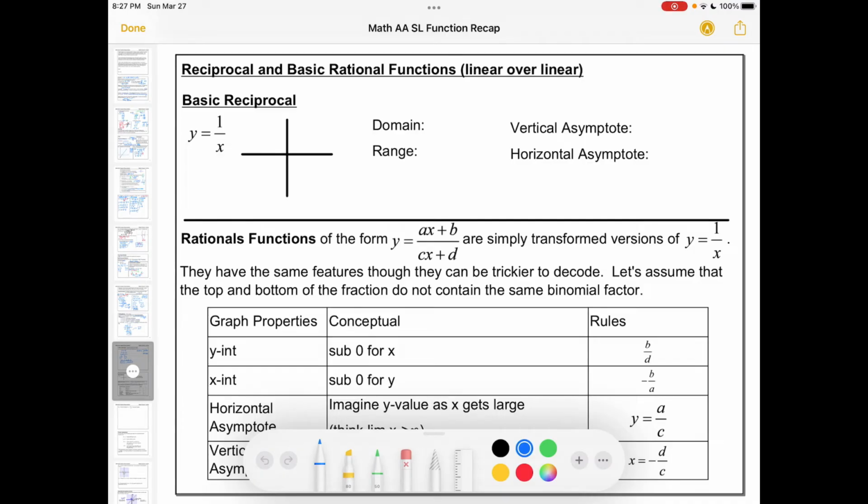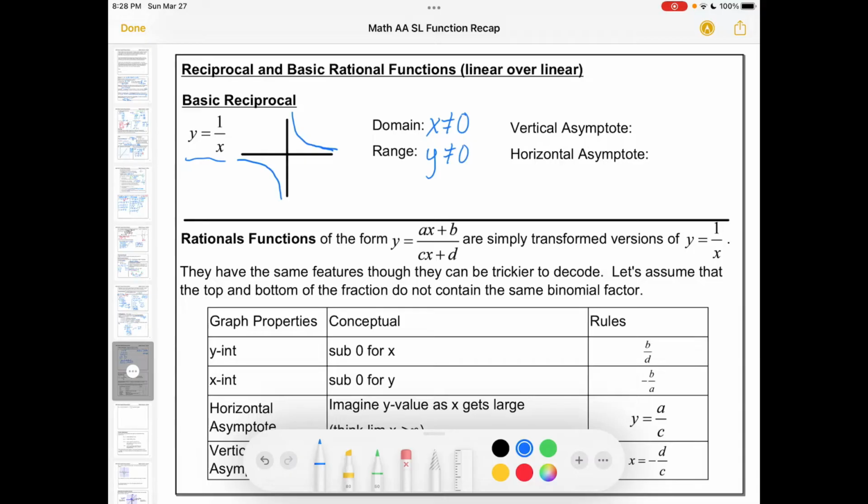Our first topic is reciprocal and basic rational functions. So a basic reciprocal function is 1 over x, and it looks like this. It has asymptotes on the x and y axes. It has no axis intercepts. Its domain is x, it can't be 0, and that's because you can't put 0 into this. That would be division by 0. And its range, you can see, is y not equal to 0.